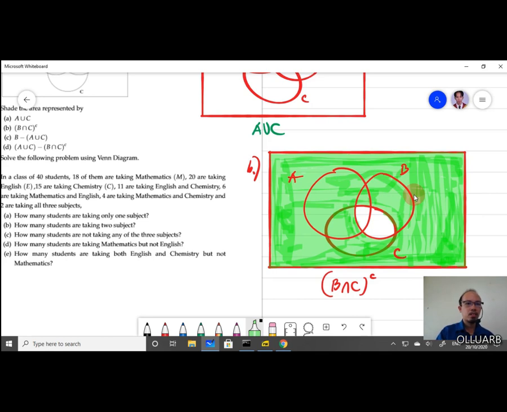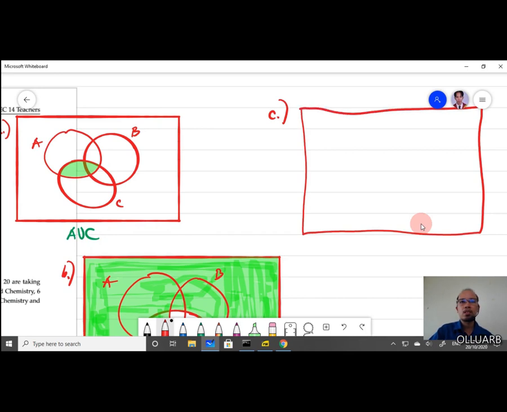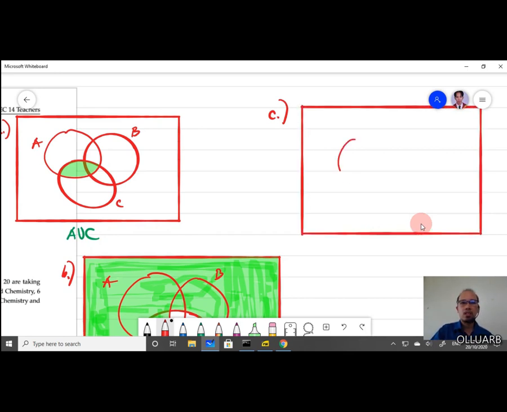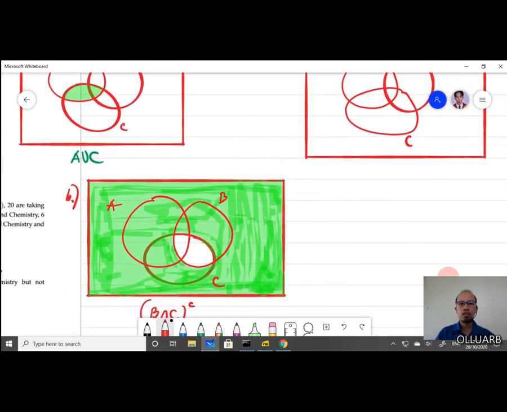Okay, so that's letter B. For letter C, let's make a diagram again, and then create a circle. We have A, B, and C. So the problem is to get B minus A union C.